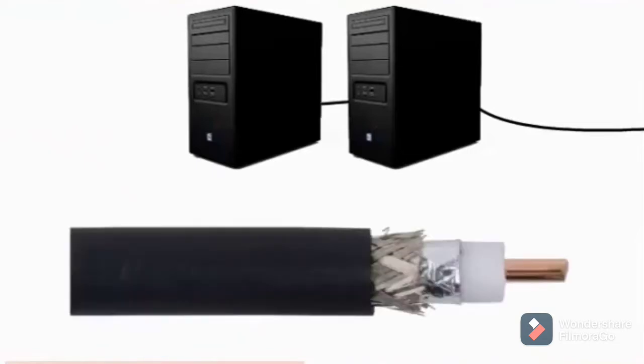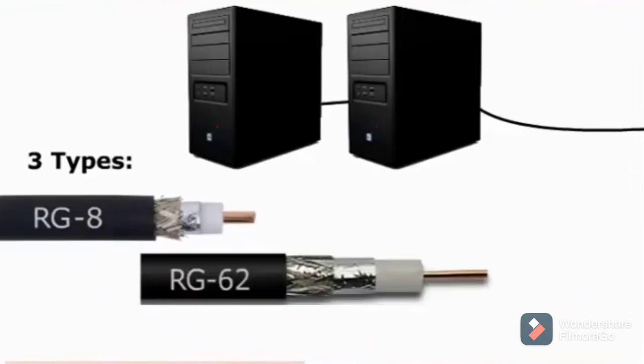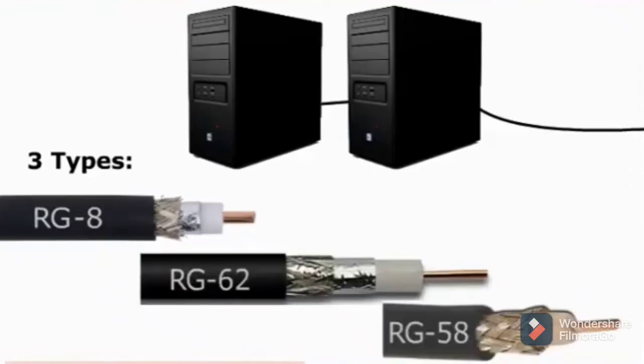Some coax cables are used for computer networking applications. Coaxial cables are identified by a two-letter prefix, RG, followed by a number. An example is RG8. The number represents a rating developed by the US military to indicate different coax types. The three types of cables used for networking applications are RG8, RG62, and RG58. Each one has specific characteristics, including the ohms ratings.